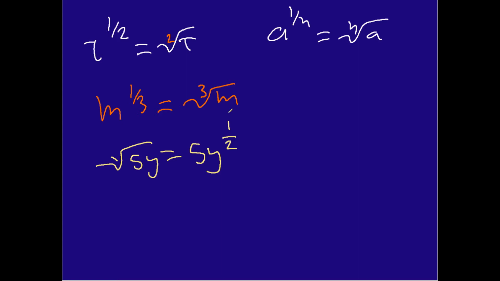This is a pattern that you will commonly see. To make it simple, the basic point is this: when you have a to the 1 over n, you can make the n the index, and inside the radicand you put the a. That's how it works. But there are, of course, variations on this.